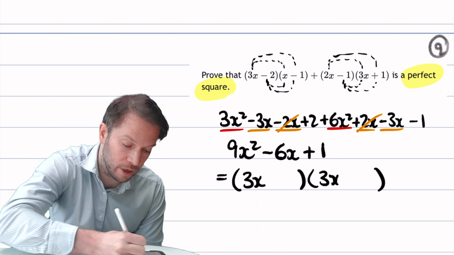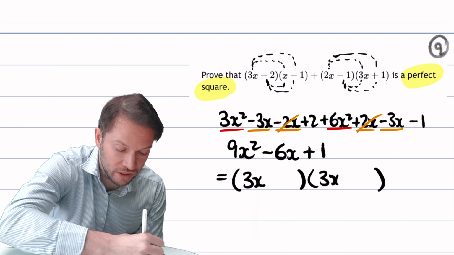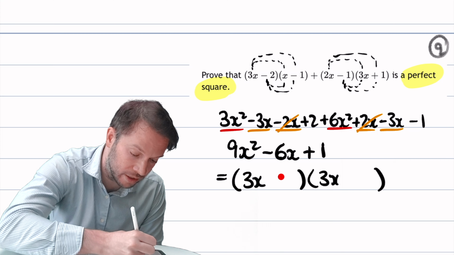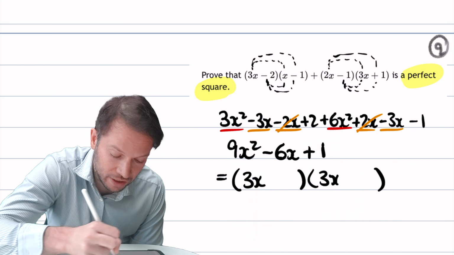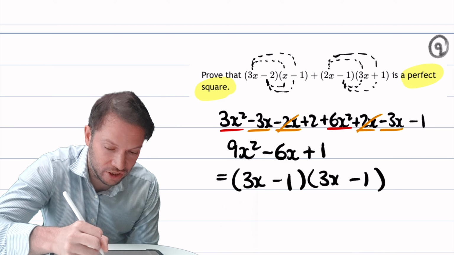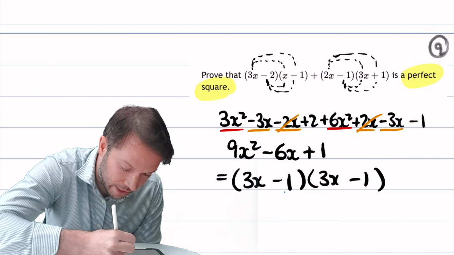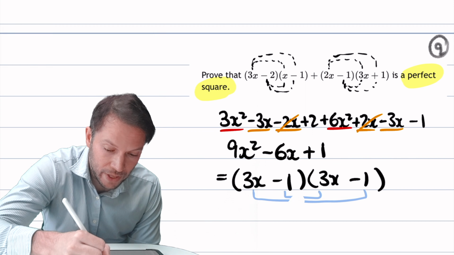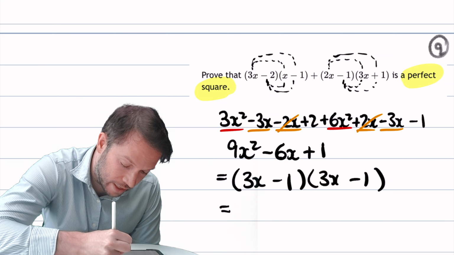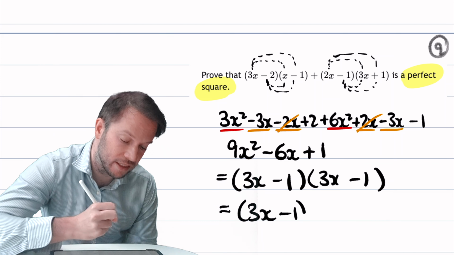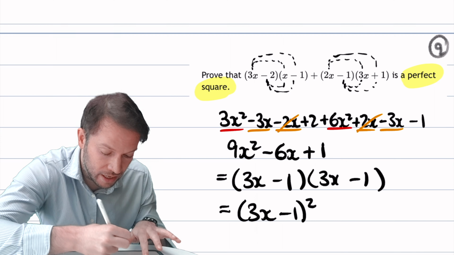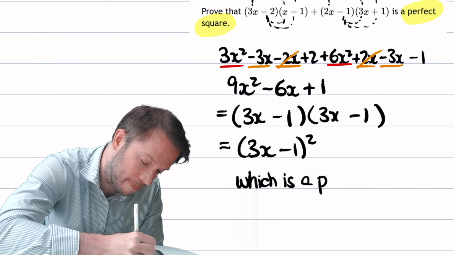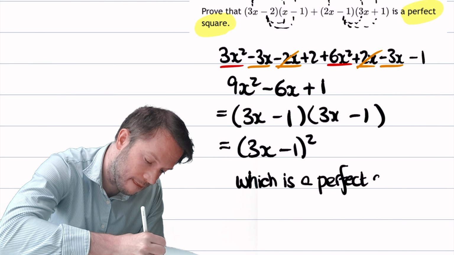So it could be plus 1 and plus 1, but it can't be, because then all the terms in the expansion would be positive and you wouldn't have minus 6x. Or it could be minus 1 times minus 1, which would also be plus 1. So I think it's going to be that. And if you just check in the expansion, you're also going to get minus 3x minus 3x, which is this minus 6x here. So that works. And now we could write this, because it's the same bracket, as 3x minus 1 squared. So it's an algebraic expression squared, so therefore it is a perfect square. And we're done.